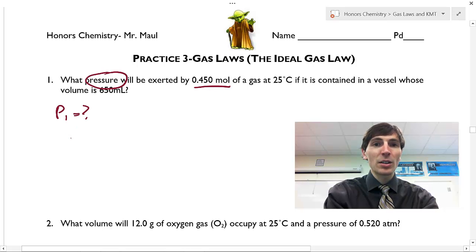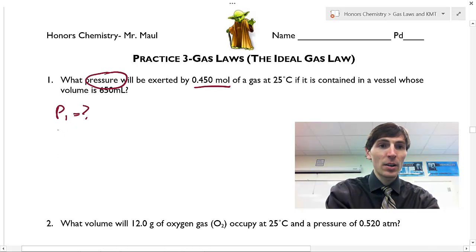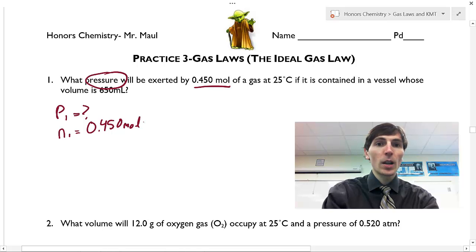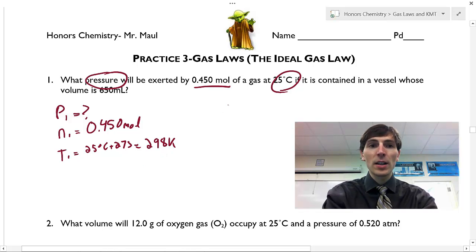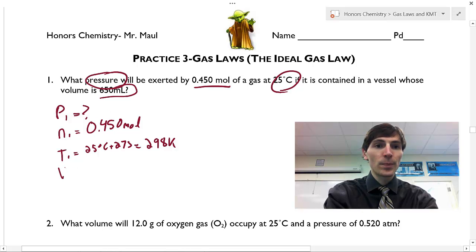It will be exerted by 0.45 moles. So I look at moles, and I know this is talking about how many particles I have, so this is now n. It's equal to 0.450 moles at 25 degrees C. This is a temperature, and my temperature is 25 degrees Celsius, but I'm going to add 273 to that in order to take us to Kelvin, which is 298. Okay. It is contained in a vessel whose volume is 650 milliliters. So I have a volume of 650 mL.